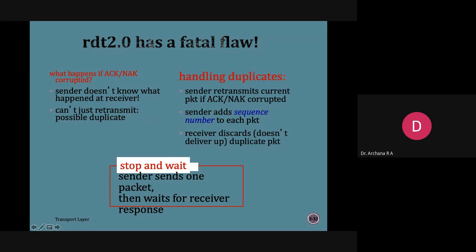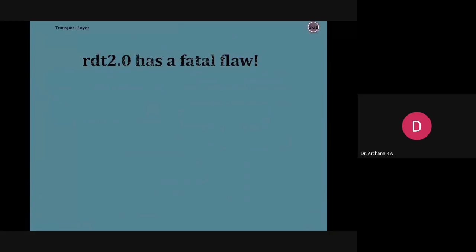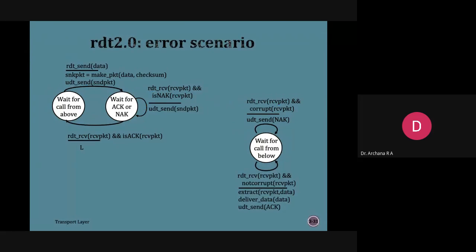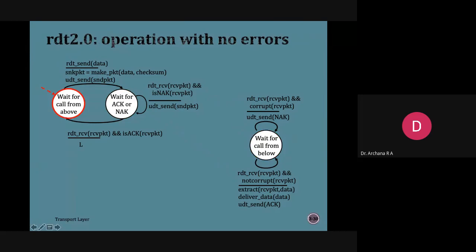How is the sender able to know whether the packet has reached or not? With the help of the acknowledgement. How is the sender able to know whether the packet has reached, been lost, or been corrupted? If the packet has reached, the receiver sends a positive acknowledgement. If the packet is corrupted, the receiver is going to send a negative acknowledgement. So we have seen both scenarios, with corruption and without corruption. This is the error scenario and this is the error-free scenario.